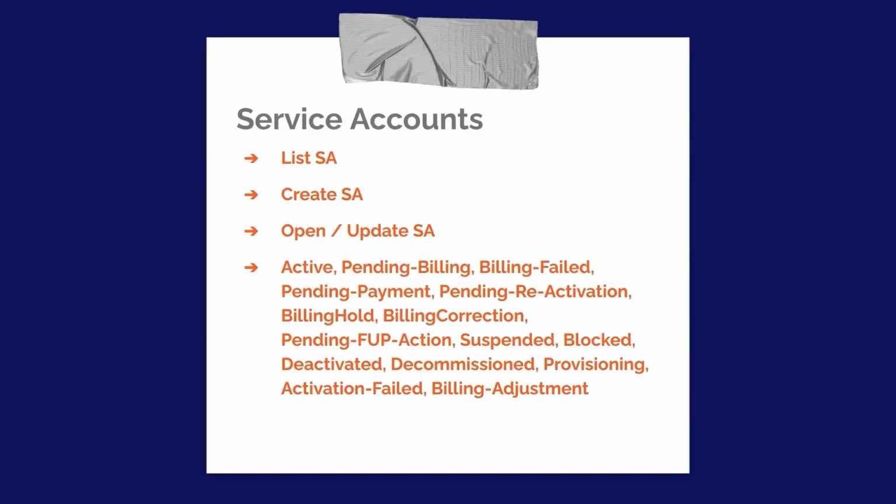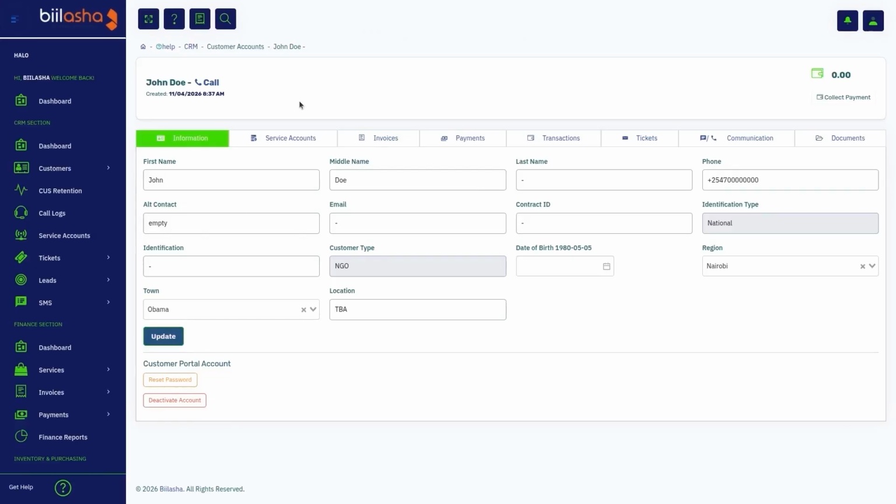Let's talk about service accounts and their relationship to customers. In Biilasha, we take a slightly different approach to how the KYC and the internet account relate. You'd find that in other platforms, the KYC is duplicated on each internet account. So if a customer has got multiple of those, then you've got multiple duplications of the KYC. And we saw that being a little bit inefficient. And so in Biilasha, we designed a different model, and we took a different approach altogether.